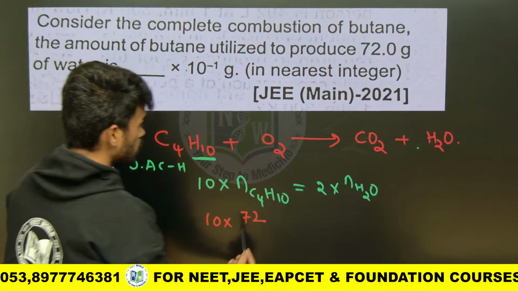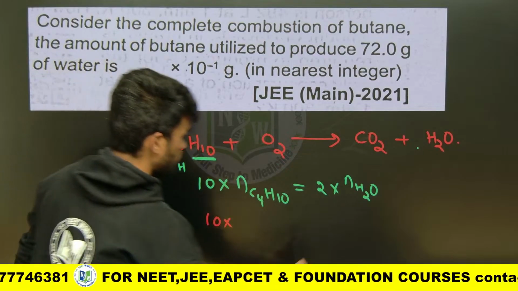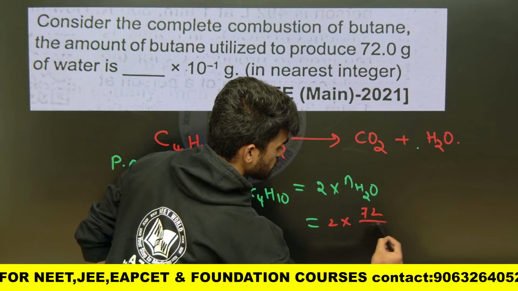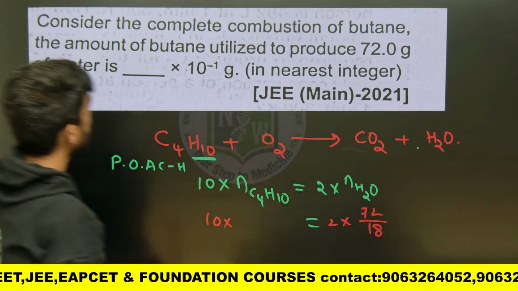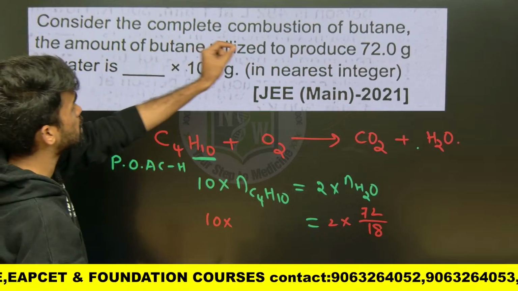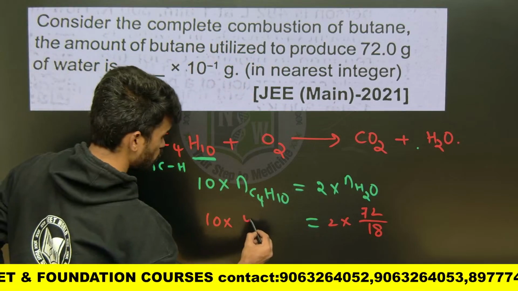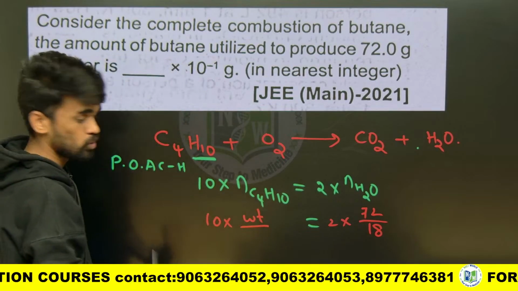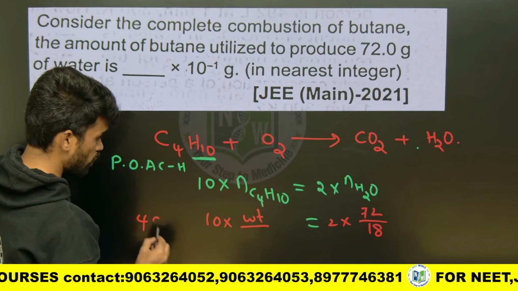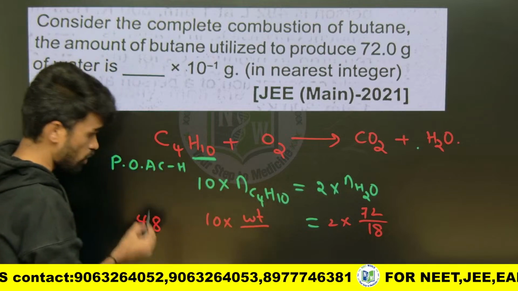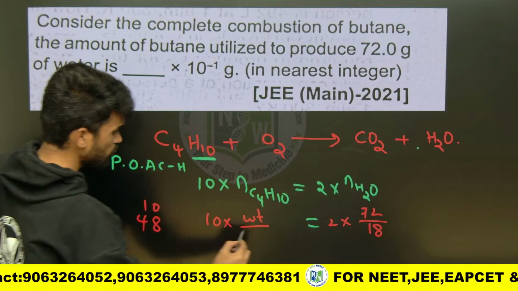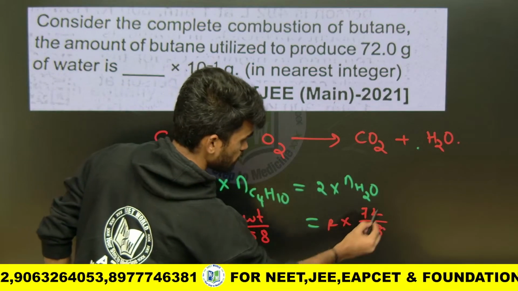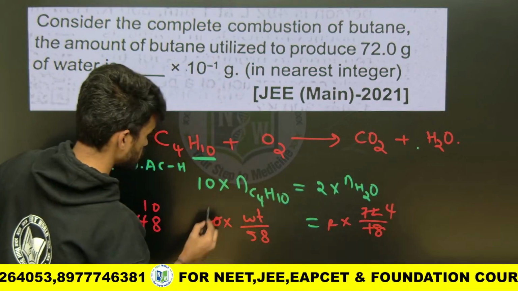In order to produce 72 grams of water, it means you should take 2 into 72 grams of water, given weight is 72, its molar mass is 18, okay. And what they are asking, consider the complete combustion of butane and the amount of butane, weight of butane by its molar mass. What is the molar mass of butane? So 4 into 12 means 48, plus 10, 58, so you can take here 58. So this will be 4 times this 2, this 5, okay.